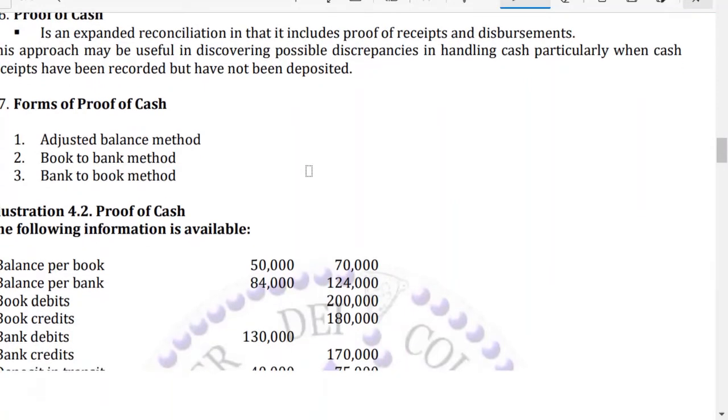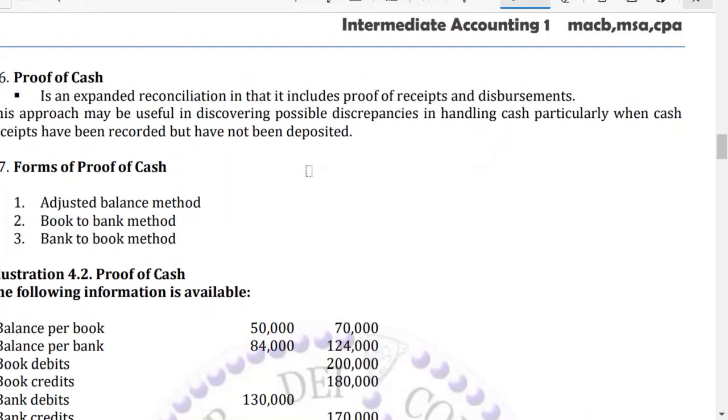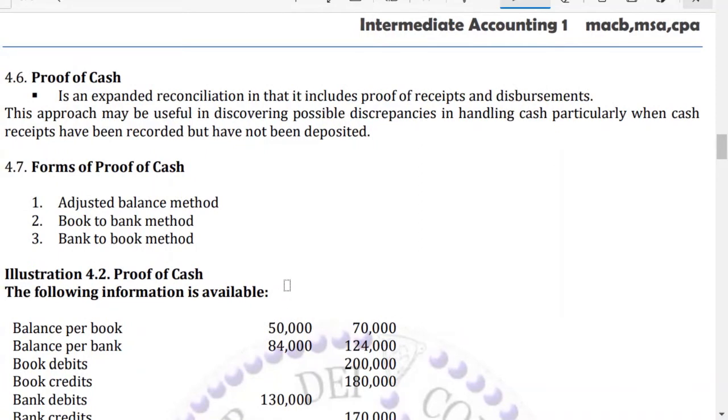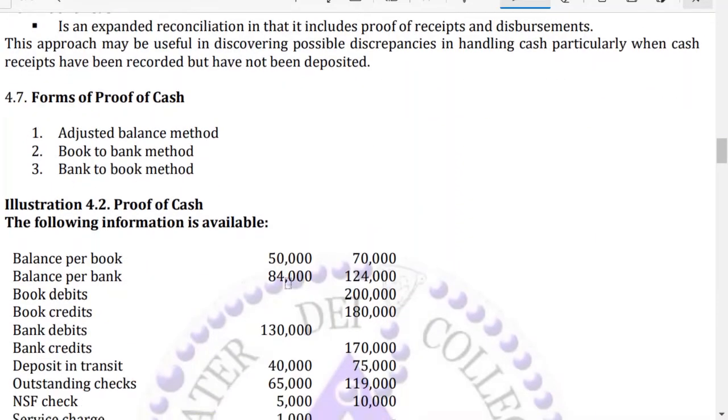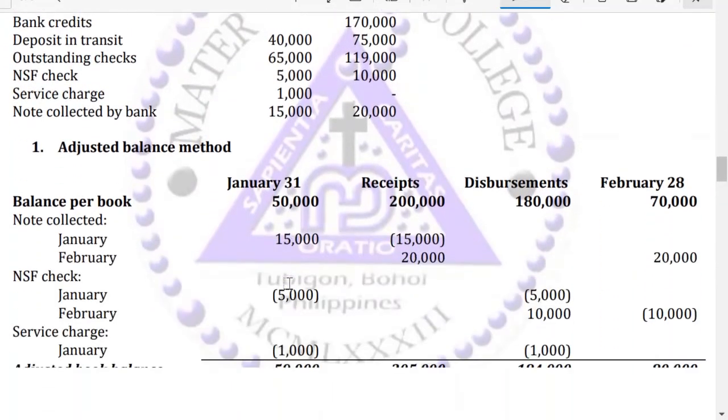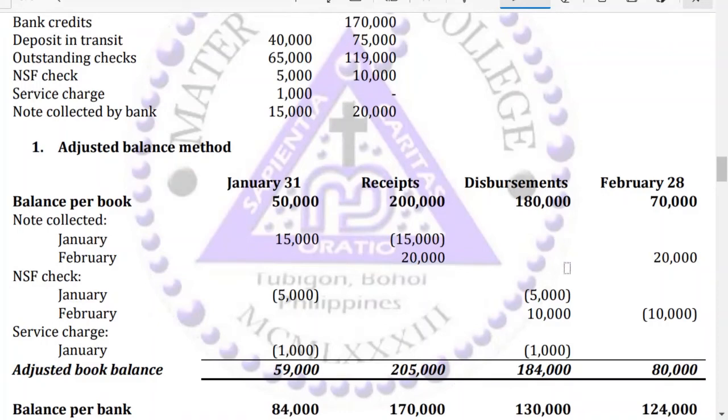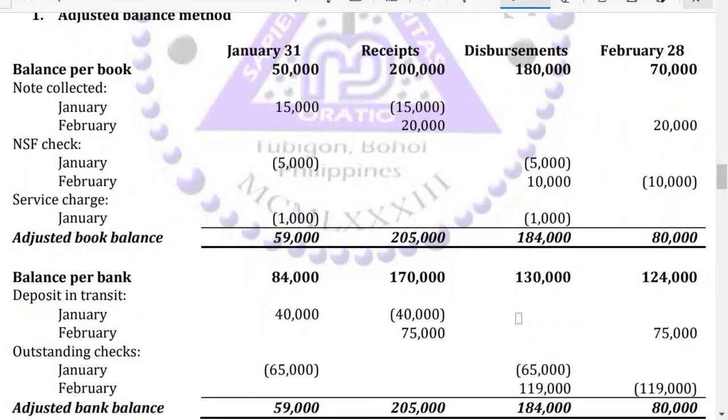Okay, then next we have the proof of cash. This one is the same as the to-date bank recon. The only difference is that you're going to organize it this way. So there are columns: a column for the beginning balance, a column for the receipts, a column for the disbursements, and a column for the ending balance.